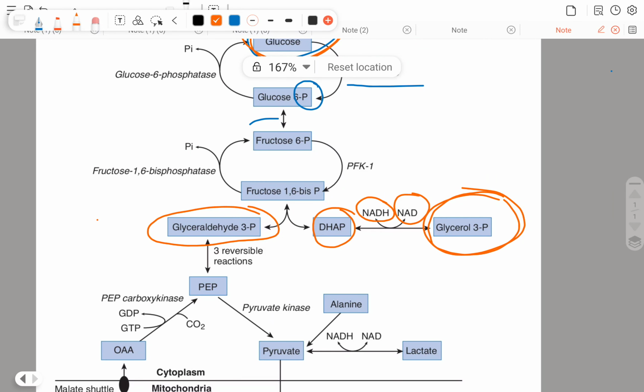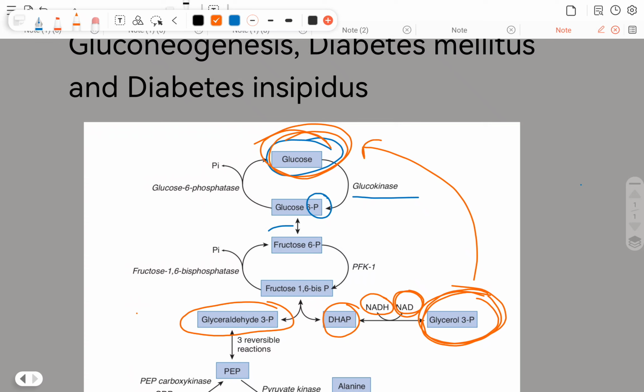I should mention that in alcoholism, when the patient consumes some amount of alcohol, the alcohol uses all of the NAD, and it means that glycerol 3-phosphate couldn't convert to the glucose. It means that the glucose level will be decreased, and when the patient consumes alcohol, hypoglycemia may occur in the blood of the patient.